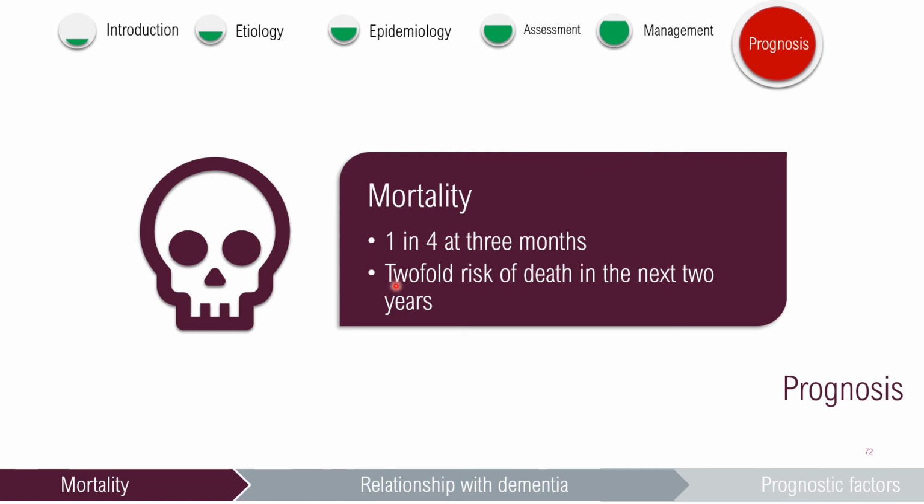Also, the risk of death doubles over the next 2 years after an episode of delirium. Again, this is the standardized mortality ratio, the rate of death in the patients with delirium compared to its rate in the general population.